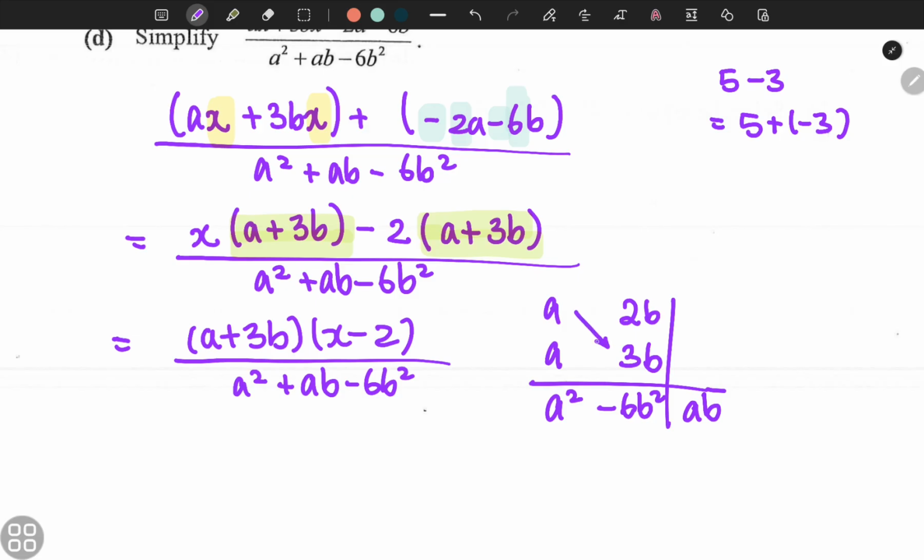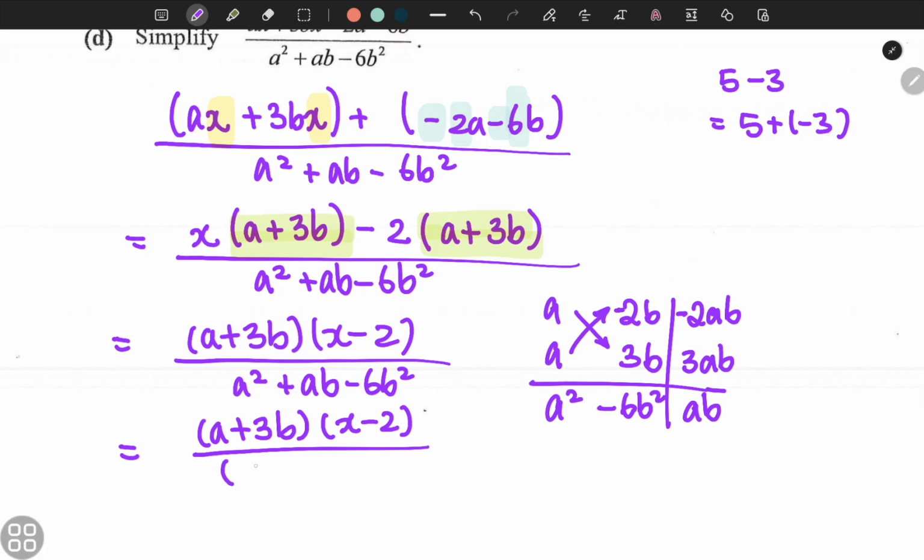So let's think about it. A times 3b gives me 3ab. A times 2b gives me 2ab. Now 3ab, 2ab, if I add the two of them together, they must give me ab. So one of them needs to be negative, this needs to be negative, therefore the negative sign is here. Because negative 2b times positive 3b will give me negative 6b squared. Rewrite this, I have 3b plus a multiplied with x minus 2. This entire thing divided by a minus 2b and a plus 3b.